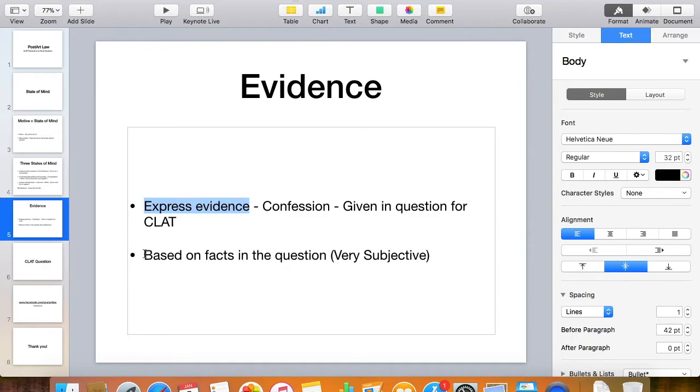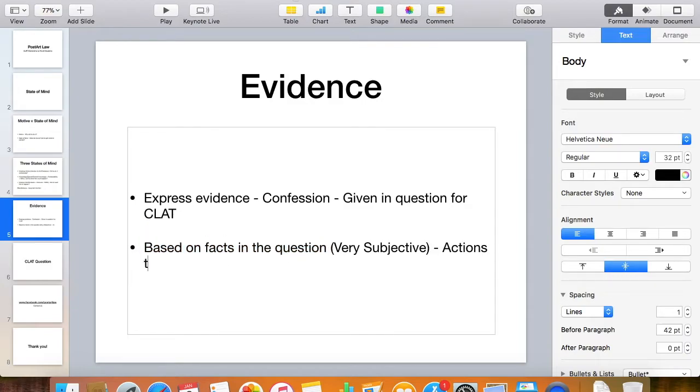Now if they're not using those words, and typically what happens in real life is that you look into the case, you look at what happened in the case, and then you decide what that person's state of mind is, right? So you basically assume what was going on in that person's head based on his actions, right? So here you use actions to determine state of mind, right? So this is very subjective.